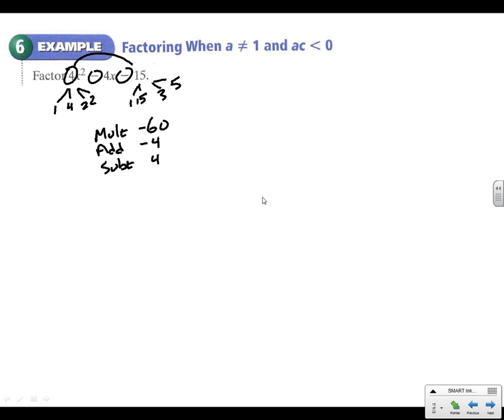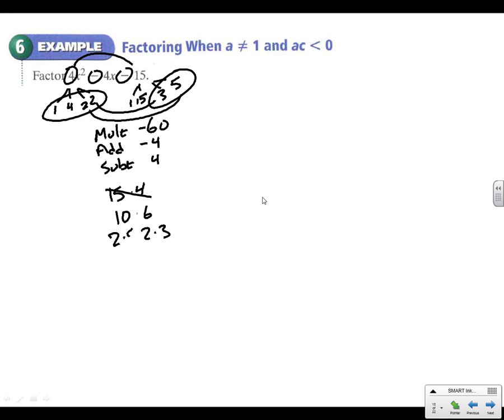All right, so let's think about how we could multiply to 60 and have a difference of 4. Right? So 60 could be 15 and 4, but that doesn't have a difference of 4. How about 10 and 6? There it is. 10 and 6 has a difference of 4. So let's look at these combinations. Is there any way to use those with pairs and get 10 and 6? Well, how about 2 times 3 for the 6? And how about 2 times 5 for the 10?